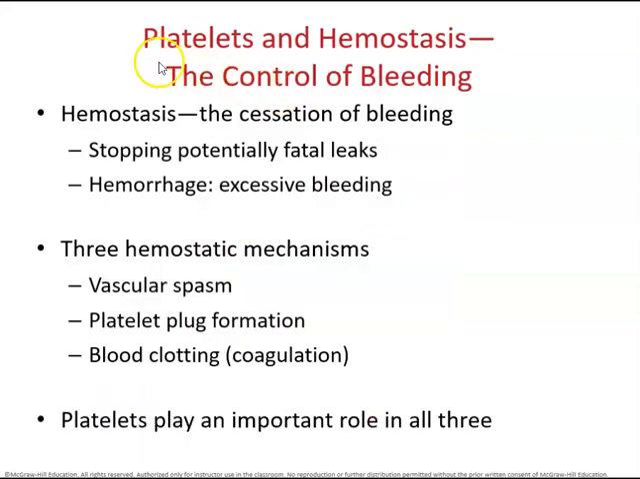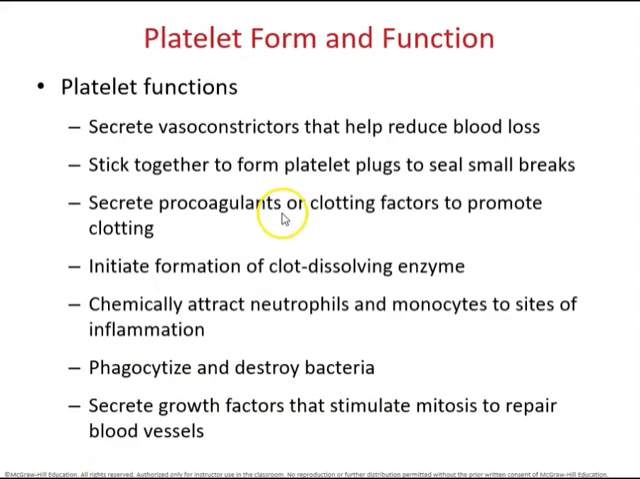Platelet is a small portion of the blood formed elements. The main function of platelet is blood clotting. Here are some terminologies related to bleeding and blood clotting. Hemostasis is the cessation of bleeding. Hemorrhage is excessive bleeding. There are three mechanisms involved in hemostasis: vascular spasm, platelet plug formation, and coagulation, which is the blood clotting.